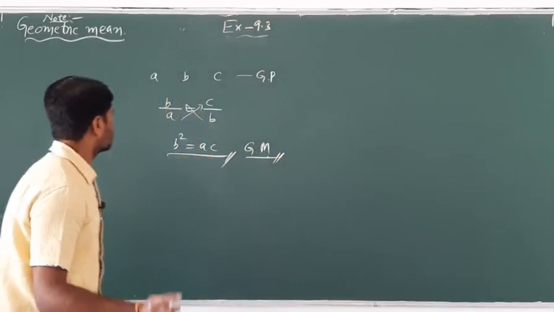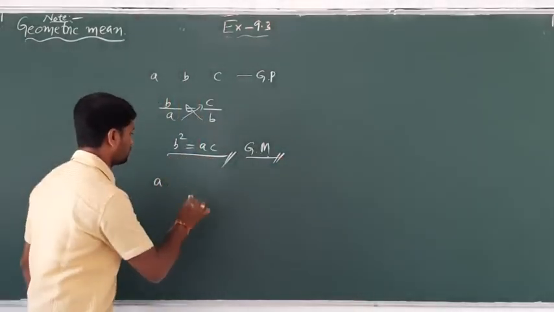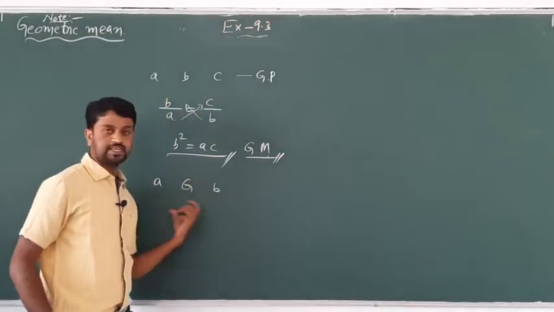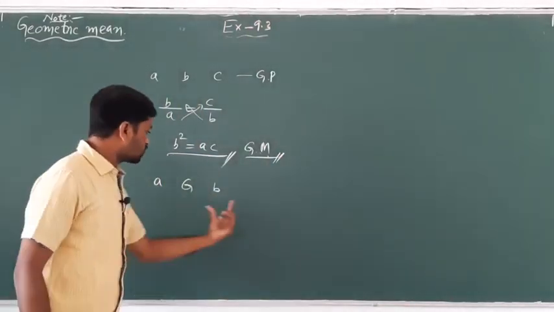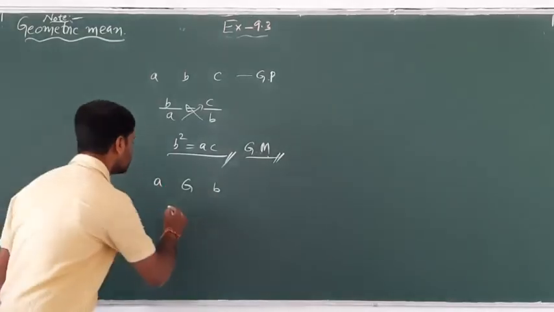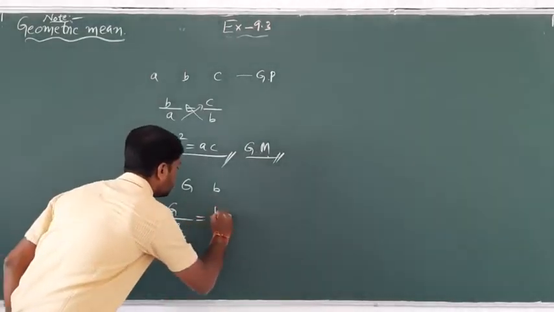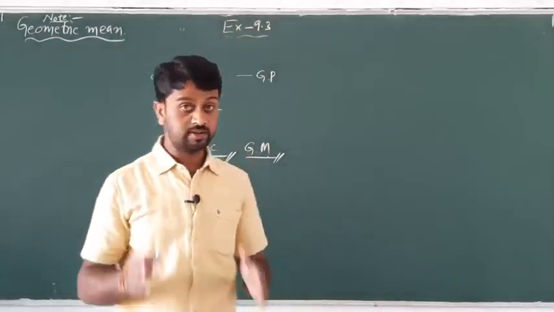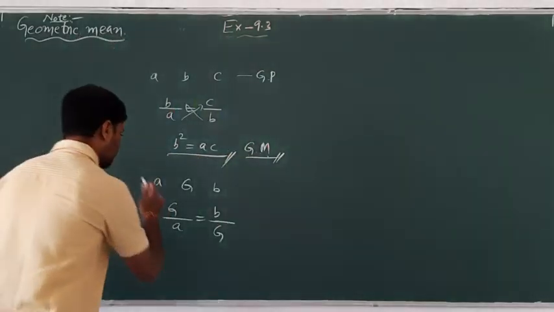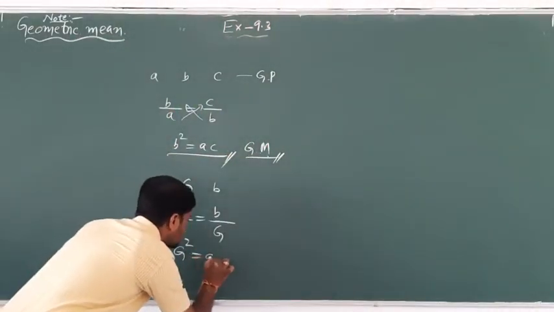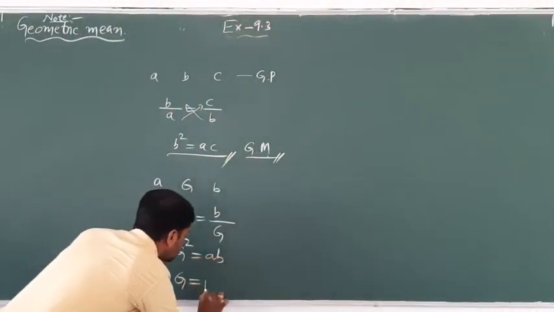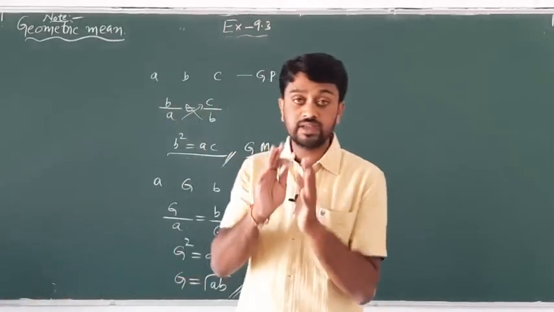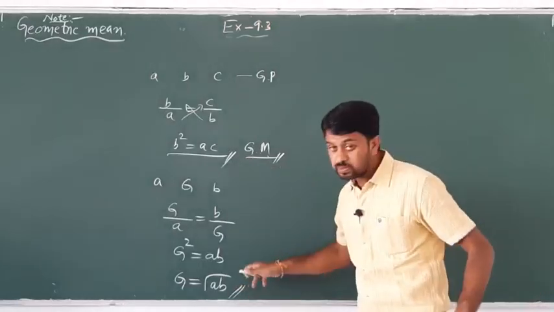Also listen here, I will take two numbers a and b and insert a g between the two numbers a and b. This is also a geometric progression. Here g by a is equal to b divided by g, the ratio a2 divided by a1 is equal to a3 divided by a2, as you already know from the previous concept. Now cross multiplied, therefore g square is equal to ab. G is equal to how much? Root over ab. Therefore the geometric mean of a and b is root over ab.